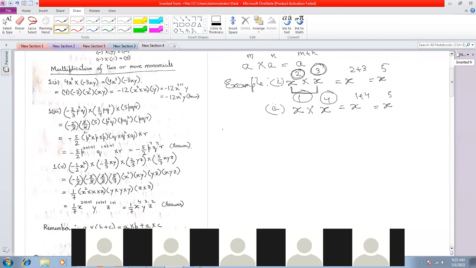Now, first, what we discuss here is multiplication of a monomial by a monomial. Case 1. Multiplication of a monomial with a monomial.